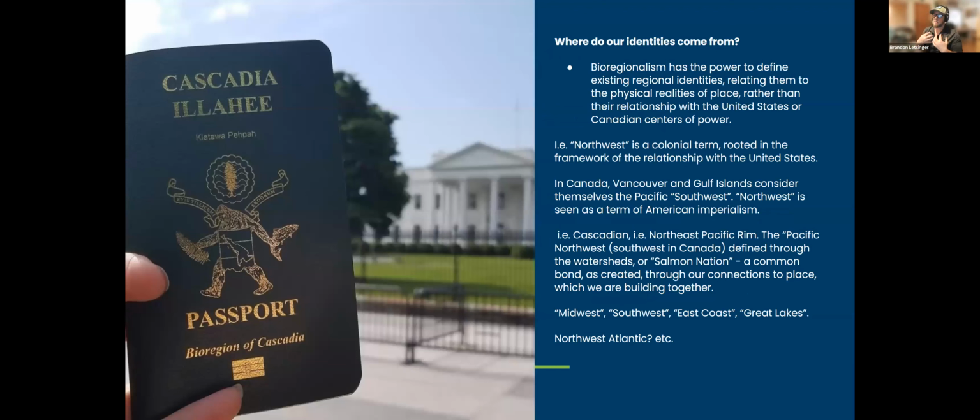So where do these identities come from? Bioregionalism has the power to define existing regional identities, relating them to their physical realities of place rather than their relationship with the United States or Canada. For example, rather than Northwest, we use the term Cascadia, but you can really use anything that you want. It could be the Northeast Pacific Rim, it could be anything like that, but starting to shift our framework and language away from words that have been defined for us and that are colonial in their base. So we have to create our own language and our own context that is more positive, and that is rooted into the values that we want to be connecting and sharing.